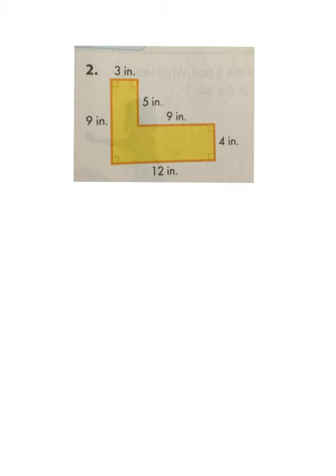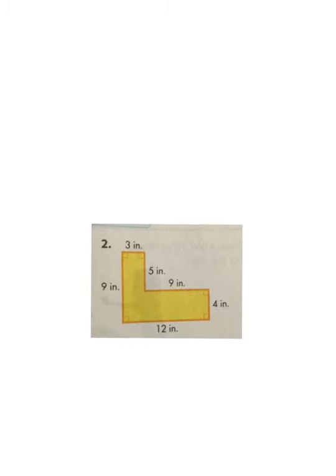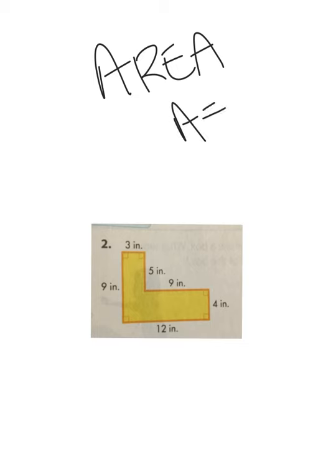Hello! So today we're going to be talking about shapes, but not just shapes. Specifically, we're talking about the area. Whenever you see the word area, we write the formula for area, which is A equals length times width.